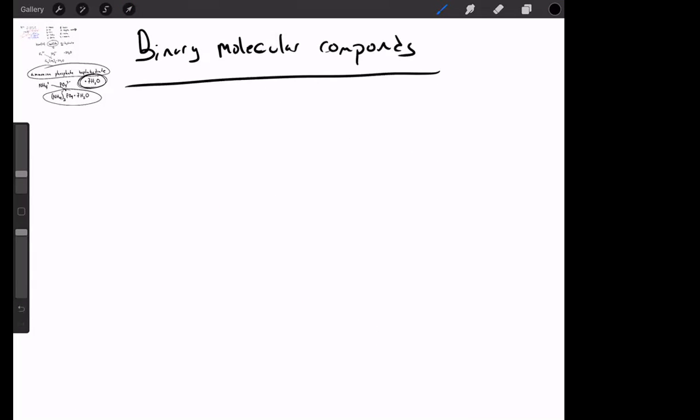This is the last bit of nomenclature. A binary molecular compound has a formula like this, AxBy. So it's made of 2 different atoms. It's a molecular compound, so what does that mean? A and B must be what? Non-metals. They must be non-metals. That's what makes them molecular compounds.